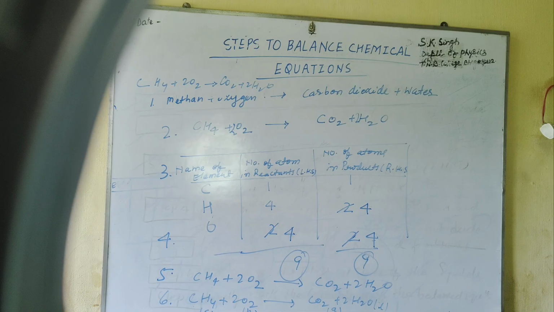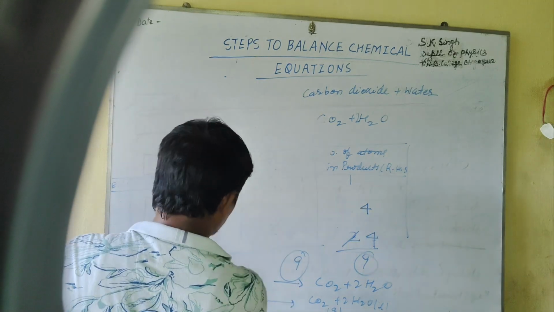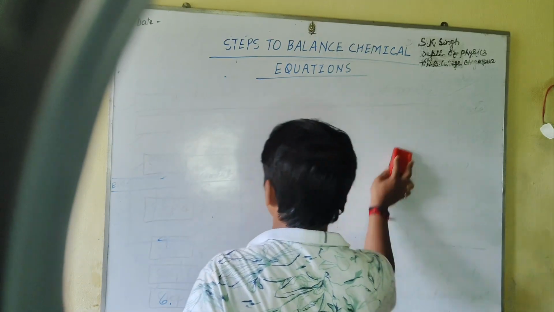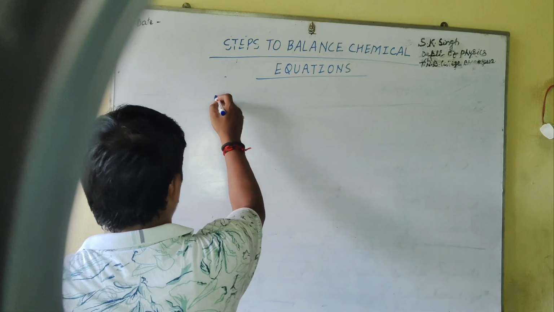Next equation, I am going to teach you the reaction of iron. Write down the equation of iron when it reacts with water. I am going to write the equation and try to solve it: Fe plus H2O gives Fe3O4 plus H2.